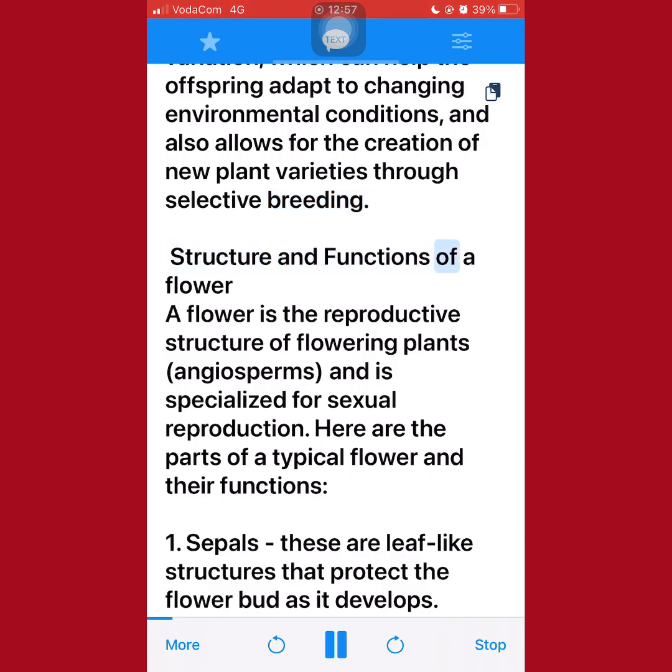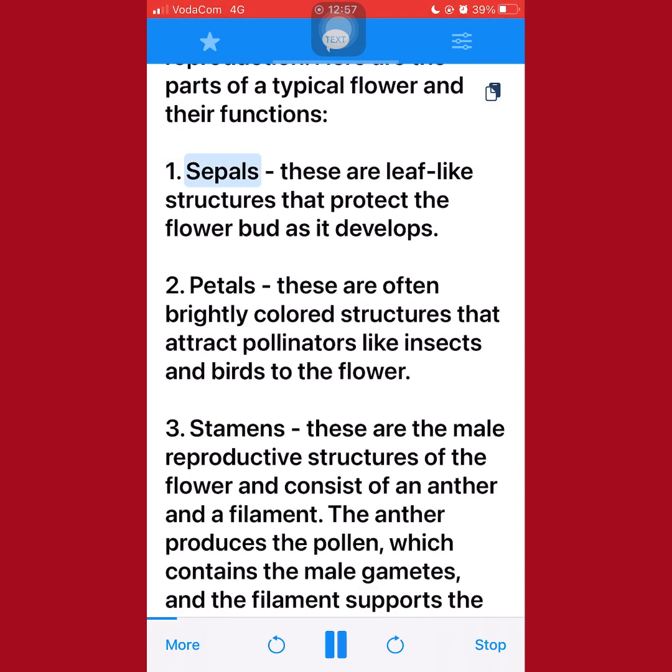Structure and functions of a flower. A flower is the reproductive structure of flowering plants, angiosperms, and is specialized for sexual reproduction. Here are the parts of a typical flower and their functions. 1. Sepals. These are leaf-like structures that protect the flower bud as it develops. 2. Petals. These are often brightly colored structures that attract pollinators like insects and birds to the flower.